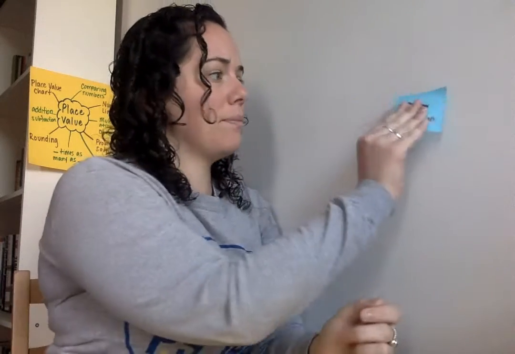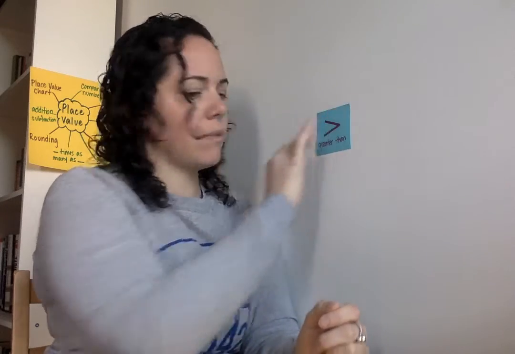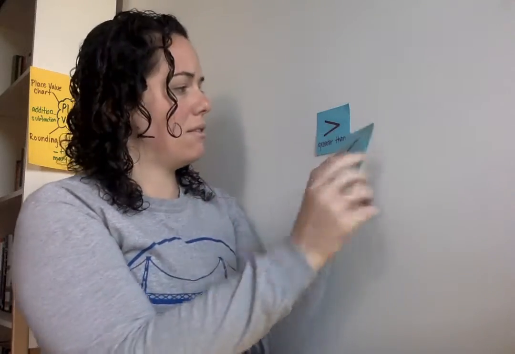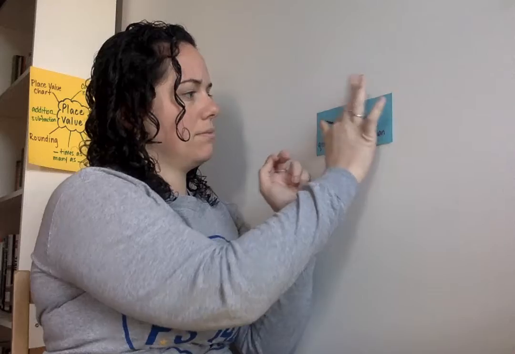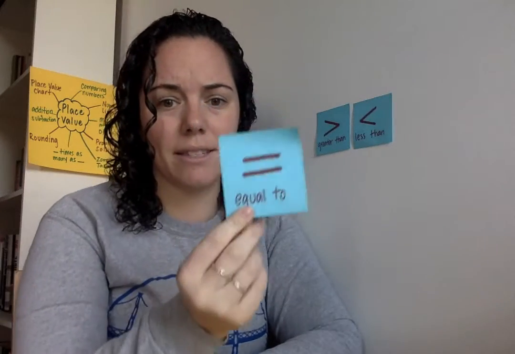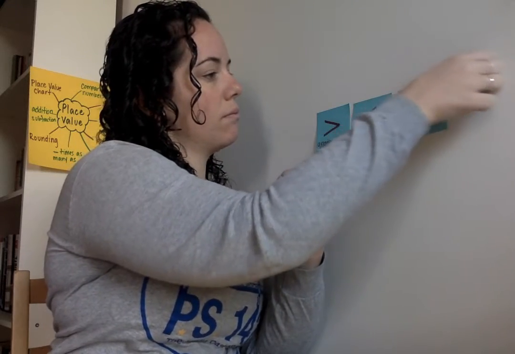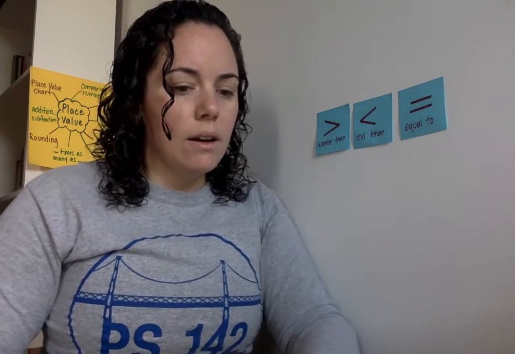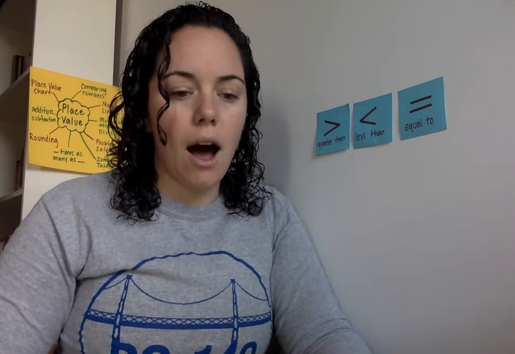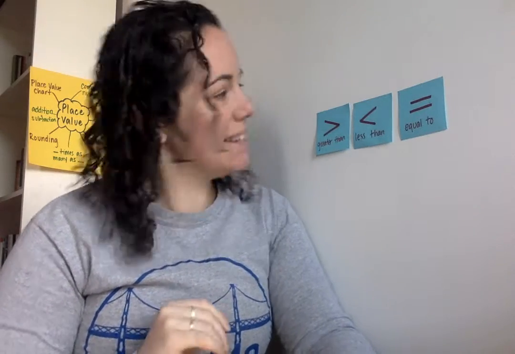Okay, let's bring it back. I'm sure a lot of you are thinking, when we compare numbers, we use phrases and symbols like greater than. We use the symbol less than or the phrase less than. And we also use the phrase and symbol equal to. Now, I'm sure, no, that's for rounding, never mind.